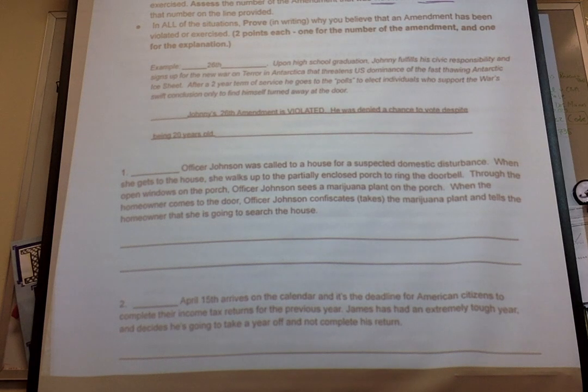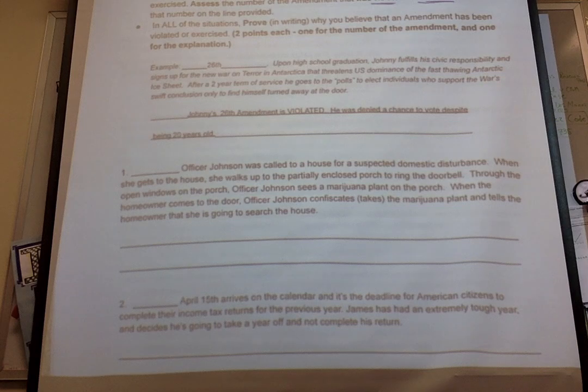Upon high school graduation, Johnny fulfills his civic responsibility and signs up for the new war on terror in Antarctica that threatens U.S. dominance of the fast-thawing Antarctic ice sheets. After a 2-year term of service, so he was in the military for 2 years after he graduated high school. Remember, you graduate high school around age 18. So 2 years later, he's around age 20. He goes to the polls to elect individuals, so he went to vote.